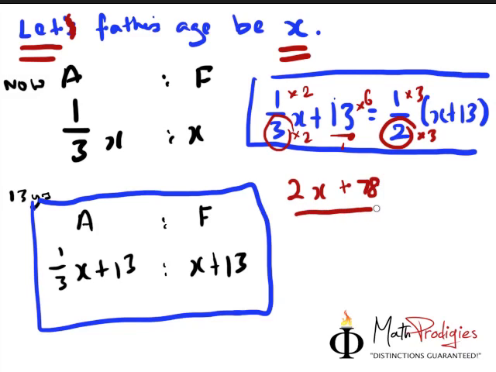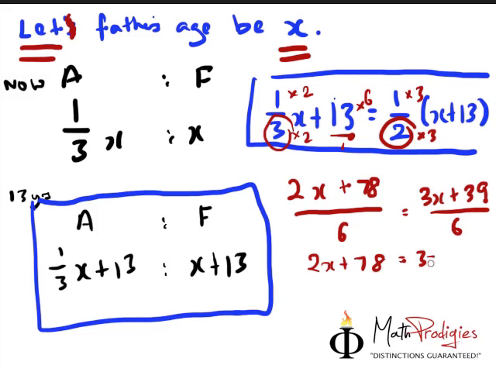Over 6 is equal to 3 times x gives me 3x, 3 times 13 gives me 39, over 6. When you have something like this, what can you do? You can simply eliminate the denominators. So we are left with 2x plus 78 equals 3x plus 39. Why can I eliminate the denominators? Because I can multiply by 6 on both sides. So we are left with the numerators.